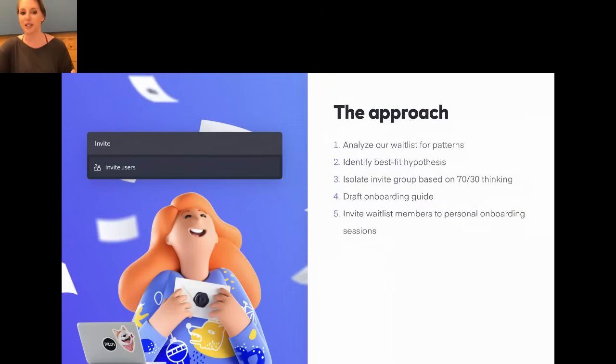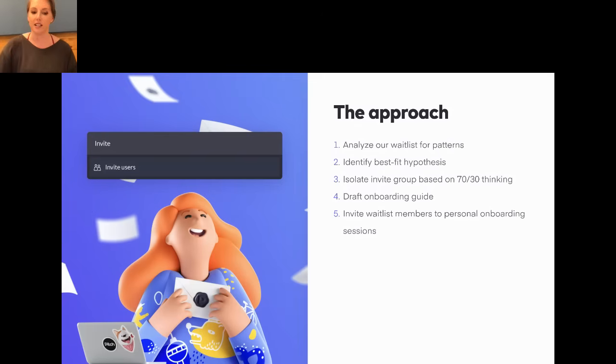At the beginning, we looked at our waitlist to understand the types of people who were excited about Pitch. Were they working at large companies, small companies? What kind of tools were they using? Do they make a lot of presentations to begin with? Based on that, we formed a hypothesis on the types of users, based on tools, habits, and roles, that could be a really good fit for Pitch, especially this early in our life cycle.